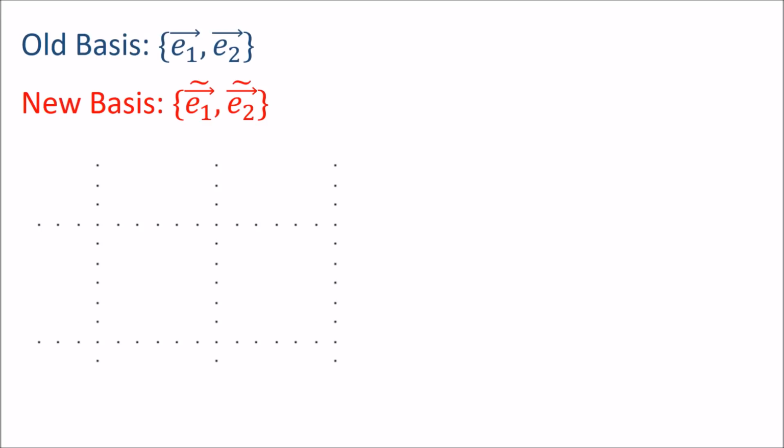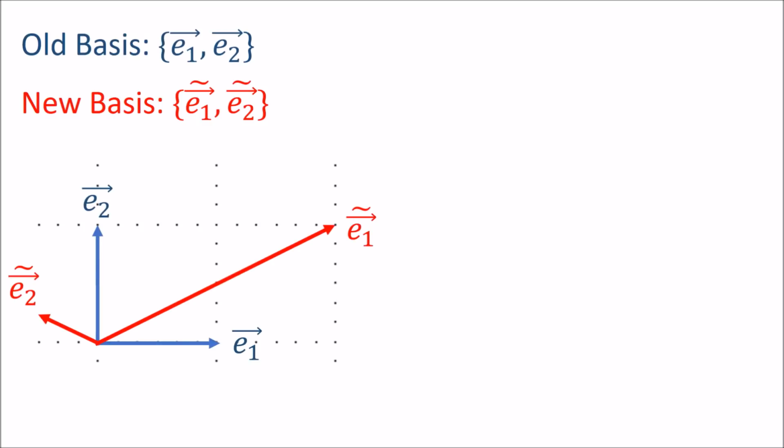So I have two-dimensional coordinate systems here, the old basis E1 and E2, and the new basis E1 tilde and E2 tilde. Remember from linear algebra that the word basis just means a set of vectors that give us the main coordinate directions for our space. So we have the old and new coordinate systems, or the old and new basis. The forward transformation will move us from the old basis to the new basis.